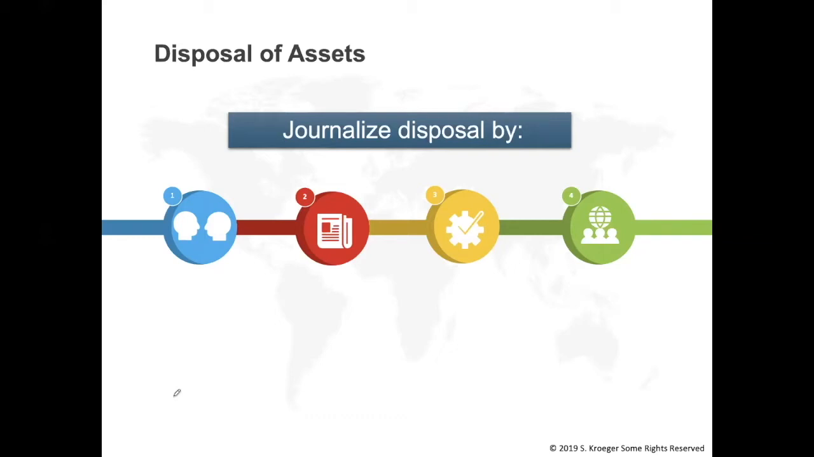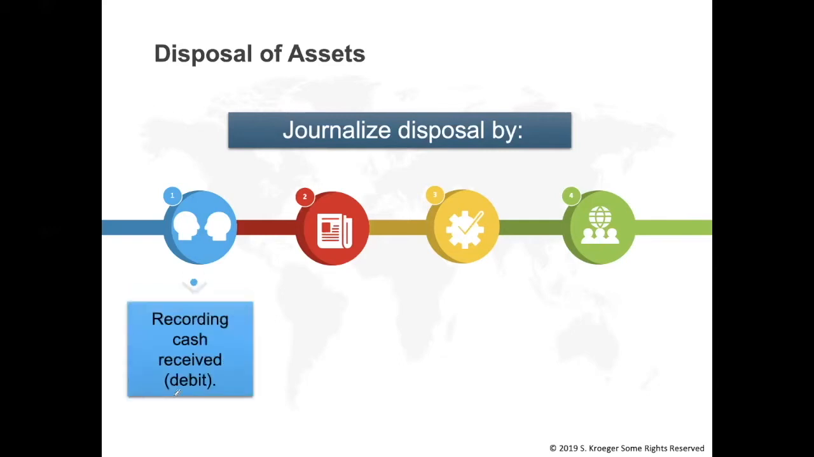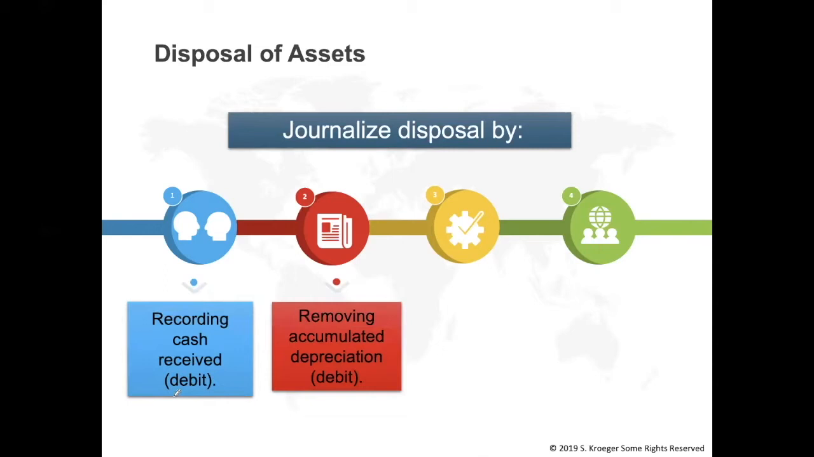When doing the journal entry, there are 4 steps involved. The first step would be to record the cash that we're receiving, which would be a debit if we're receiving cash. The second step would be to remove any accumulated depreciation if that asset does have depreciation.